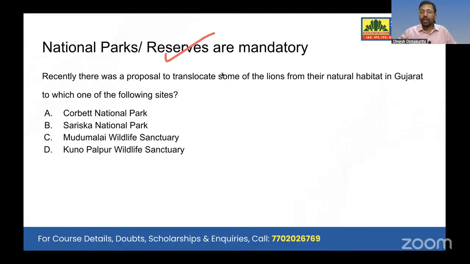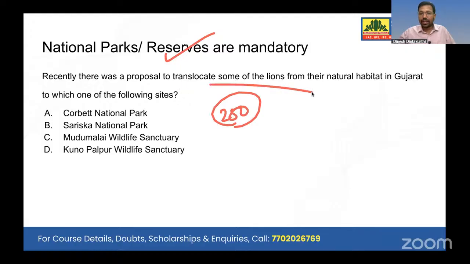Don't just depend on current affairs. In current affairs, maybe every year 10 to 15 national parks and wildlife sanctuaries will be there, but we don't know which. We have to remember all these, say 250 different locations regarding national parks and wildlife sanctuaries. You have to remember because they are protecting our biodiversity, right? So this is one question.